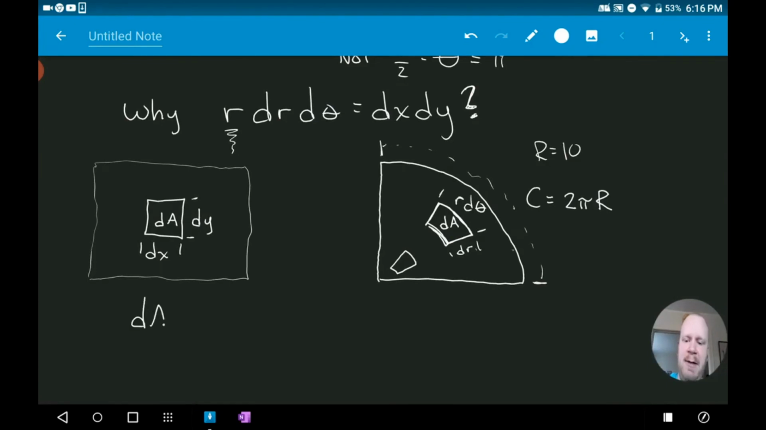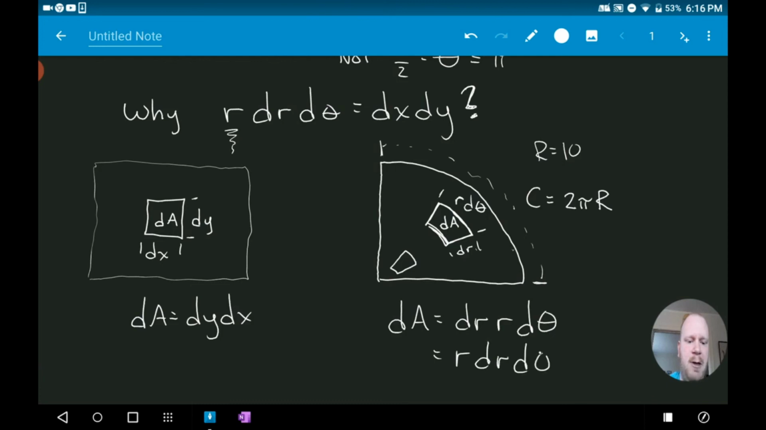The result of that is that dA in this one is going to be dy times dx. And then dA here, we kind of treat this like a rectangle and say this is going to be dr times r d theta, or the way we usually write it, r dr d theta. Okay, so that in a nutshell is why we use the r in there and why we need that.